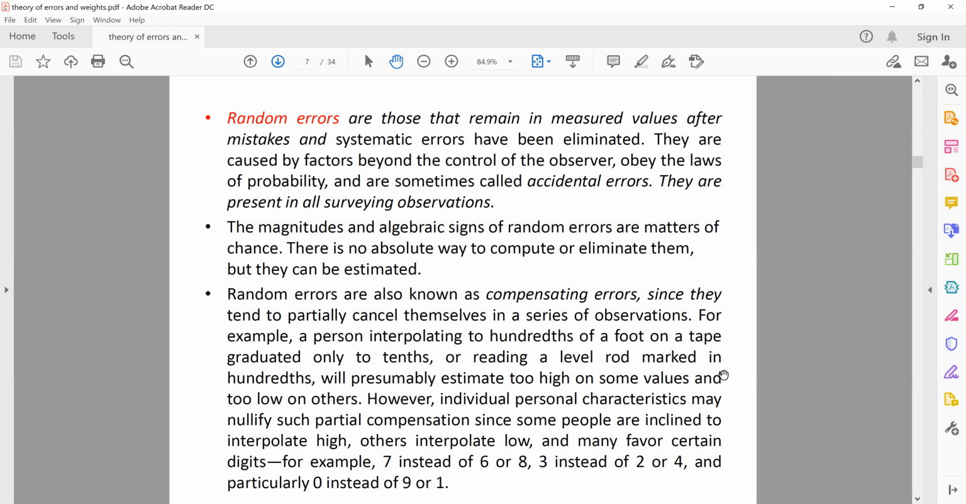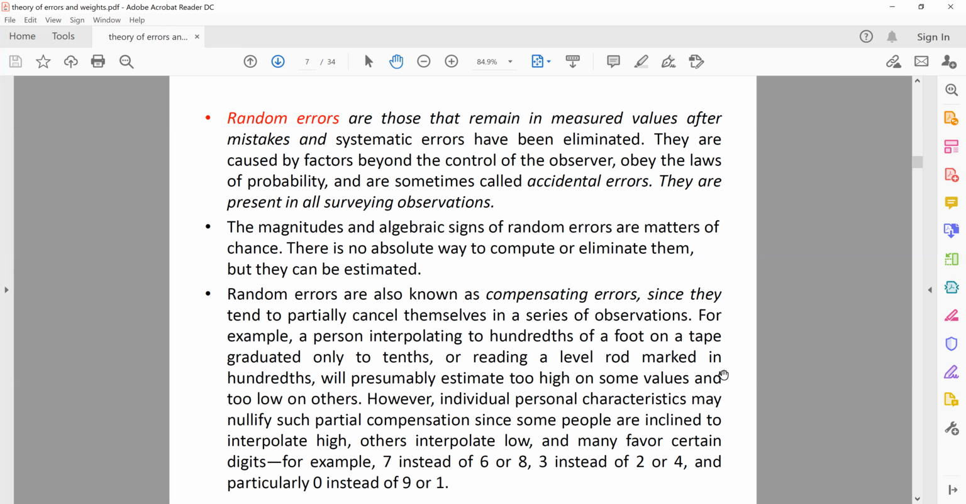So they are caused by factors beyond the control of the observer. They obey the laws of probability and are sometimes called accidental errors. They are present in all surveying observations. So the magnitudes and algebraic signs of random errors are matters of chance, and there is no absolute way to compute or eliminate them, but they can be estimated. Random errors are also known as compensating errors since they tend to partially cancel themselves in a series of observations.